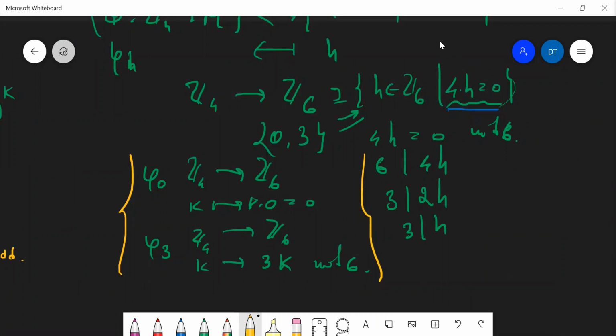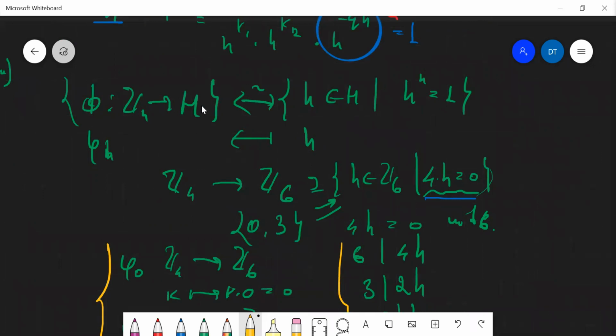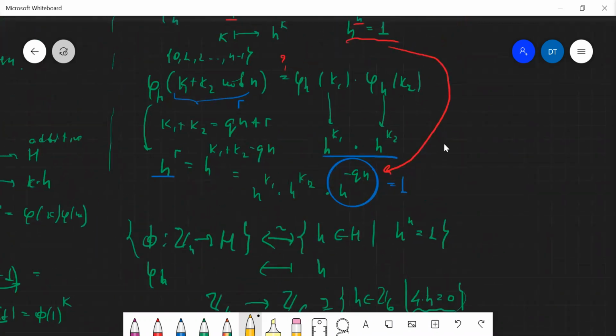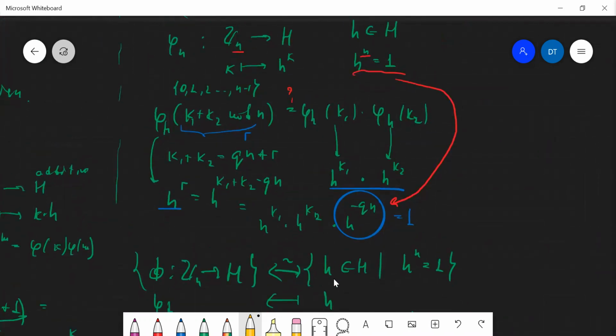Well, because of the previous claim. Each homomorphism from our cyclic group, which is Z4, to the group H, which is Z6 here, is in one-to-one correspondence with elements of the group H with this condition. So here is this subset in this particular case. Okay, why do we have this claim? Well, what I proved is that each element gives you a homomorphism, but I didn't prove in the opposite direction why each homomorphism has this form.